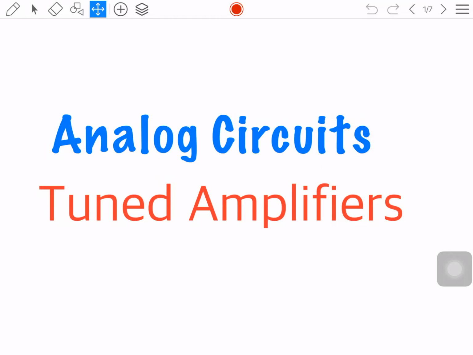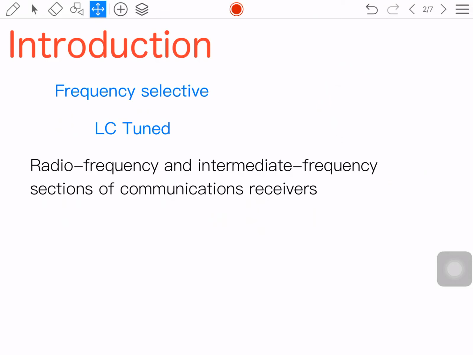Welcome to today's session. Let us have a look at tuned amplifiers. It is a special kind of frequency selective network. It is also called LC tuned amplifiers. Coming to the frequency response of this particular amplifier, it is a little bit narrow compared with normal amplifiers, and it has a very wide range of applications, mainly in radio receivers and intermediate frequency sections of communication receivers.